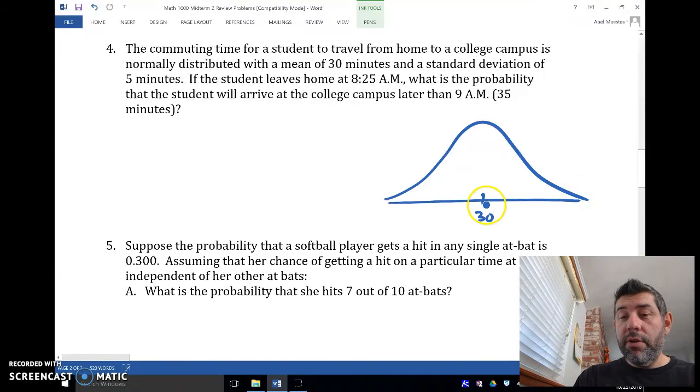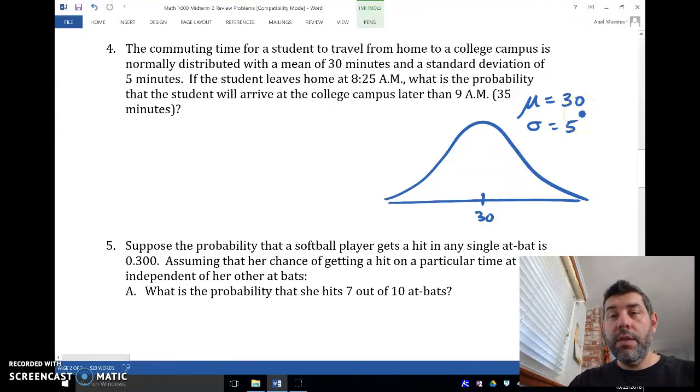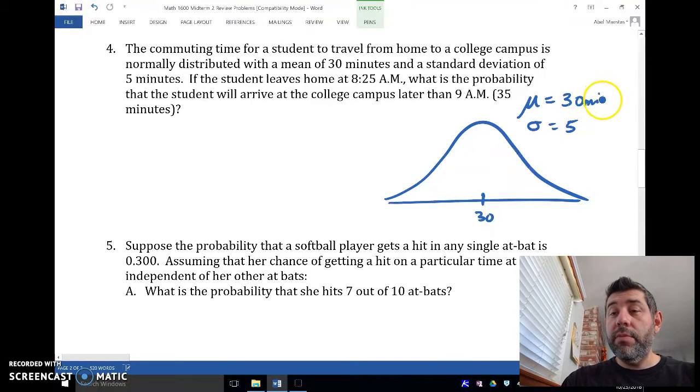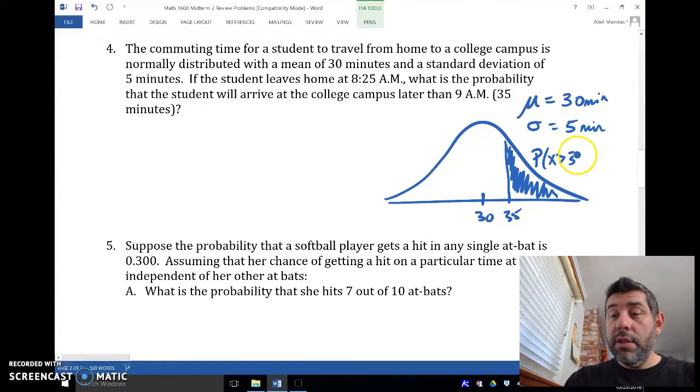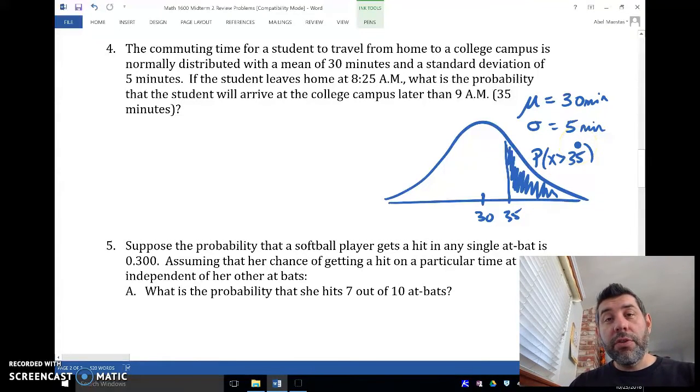Here's my mean of 30. So I'm going to write these down here. I have a mean of 30 and a standard deviation of 5 minutes. Let's make sure I have my units in here. And I want to know the probability that there's 35. I want to know this area right here: the probability that the student gets to the college more than 35 minutes than their normal travel time.